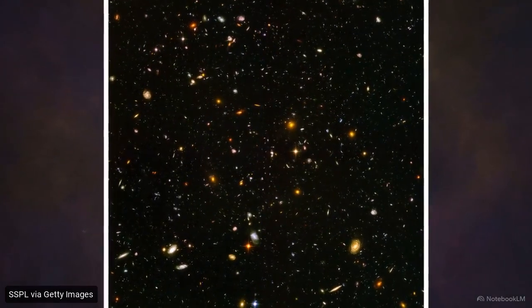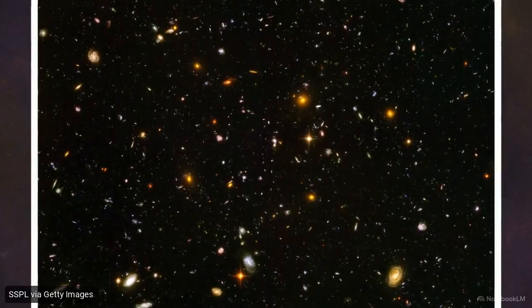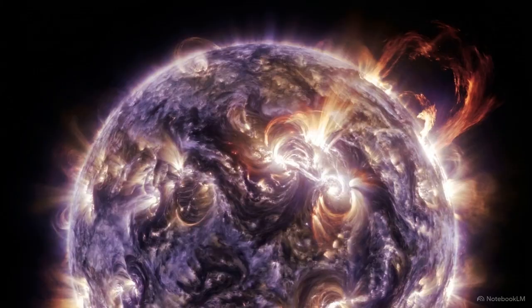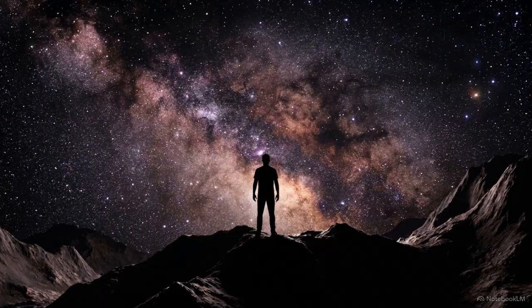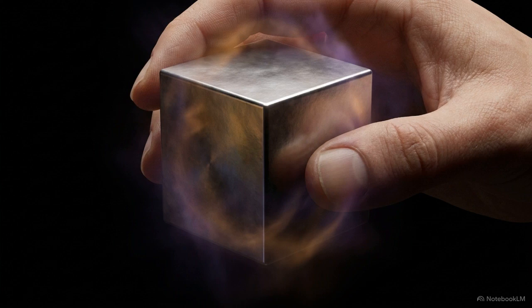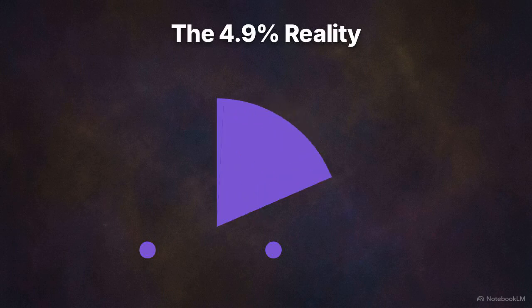Look at this image. Every speck of light you see here is an entire galaxy. The observable universe stretches 93 billion light-years across and contains roughly 2 trillion of them. Everything inside those galaxies, the stars, the planets, the dust clouds, and you and me, is made of what physicists call ordinary or baryonic matter. It is the stuff we can see, touch, and measure.